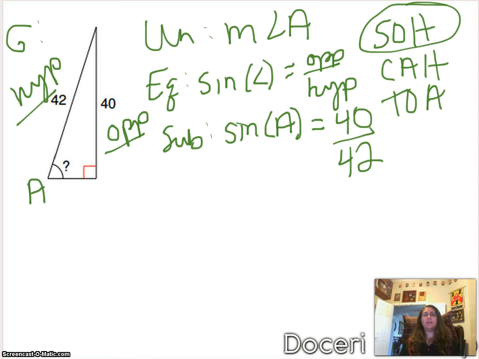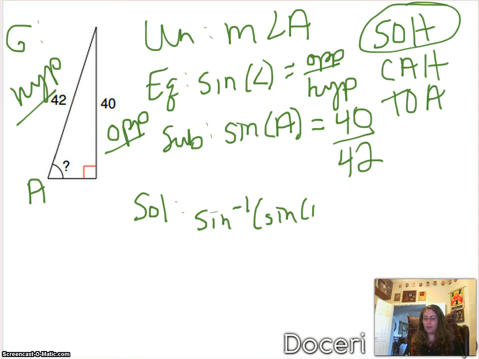Now, I have to get A by itself. Well, I have that sine there. The sine is kind of like an operation, and so we know if it was something multiplied by A, we would divide. If it was added, we would subtract, and so on. We do the opposite operation, or the inverse operation. So what we're going to do is take the inverse of sine. So we do sine to the negative 1, that represents inverse sine of A. And whatever we do to one side, we have to do to the other. So on the other side, we do inverse sine of 40 over 42.